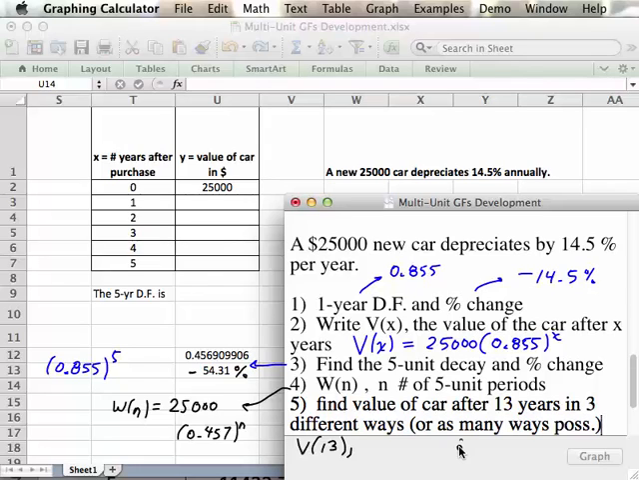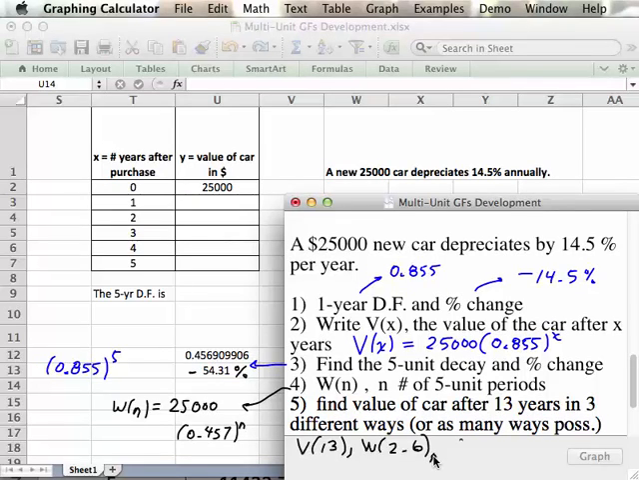Henry. You can use W of n and then change n to 2.6. Okay, so you change n to 2.6. All right, now we got those out of the way. So let's do it using growth factors or decay factors.